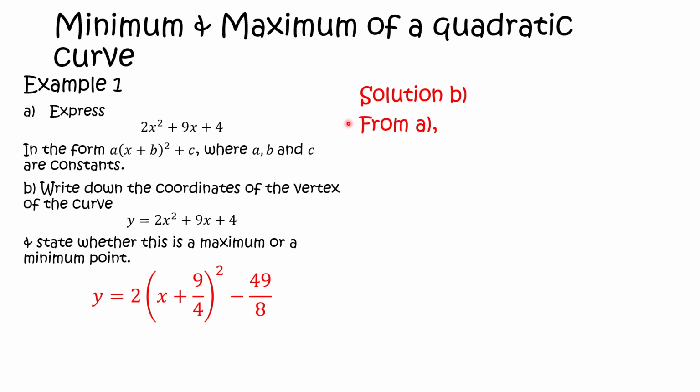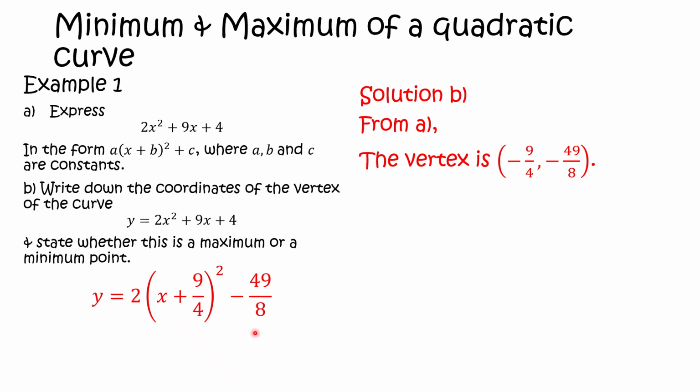Now, moving on to part B, of course, we have the solution for part A on the left-hand side for ease of reference. We are saying that from A, the vertex is given by 9 over 4 and minus 49 over 8. Recall from case 1, we had h, which was inside the curved bracket, and the bit that was outside, which was the k.